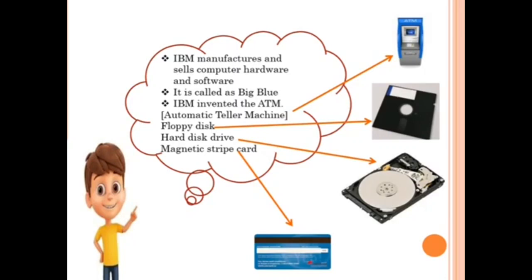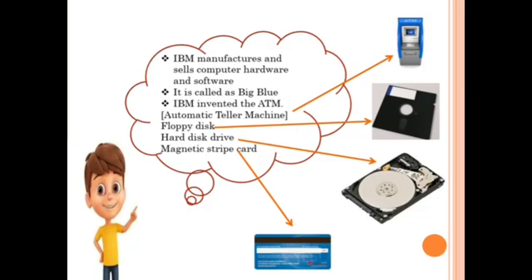Then see the second image, it is a floppy disk. In this disk you can store your data. The next one is the hard disk drive. It is inside your CPU box. It is also one type of storage device. The next one is the magnetic stripe card. A magnetic stripe card is nothing but your ATM card. You have seen your father's or mother's ATM card. That is called a magnetic stripe card.